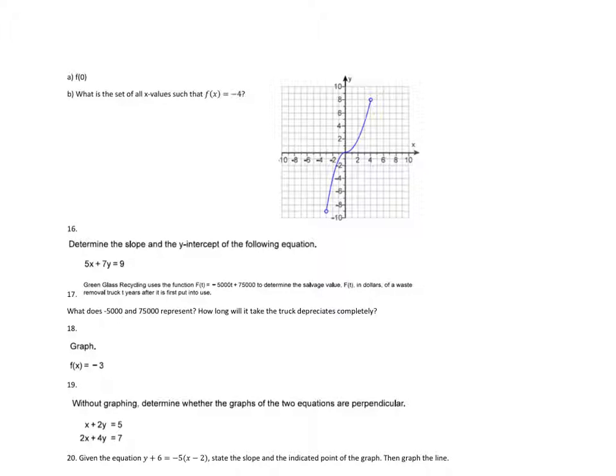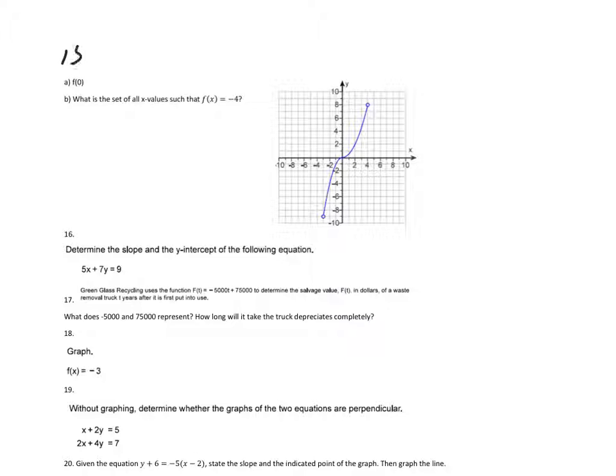Okay, for f of 0, this is number 15. F of 0 is the point where x equals 0. You're looking for y, so it's here. So the answer is 0. So f of 0 equals 0 because at that point the x coordinate is 0 and the y coordinate is also 0.